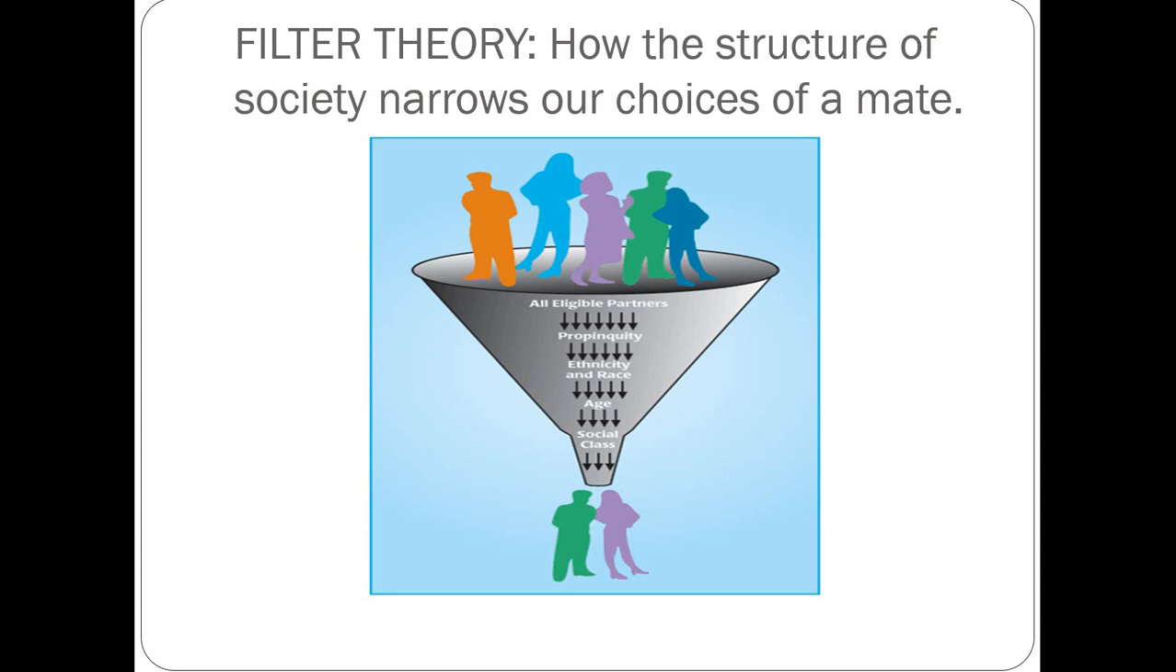This is filter theory, how the structure of society narrows our choices of mate. There are people out there who are in the pool of eligibles. They're out looking for a mate. So they're looking around, and more or less unconsciously, if you're looking for a mate, you filter them down into something more manageable.